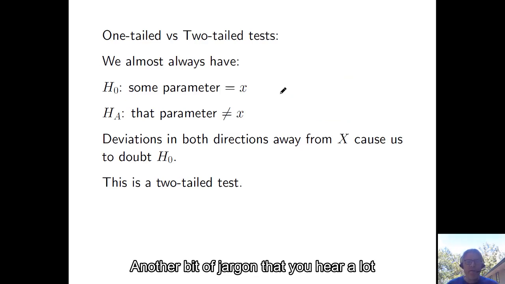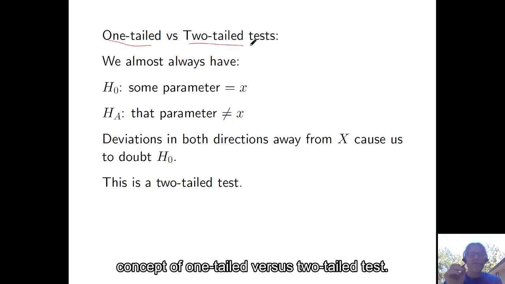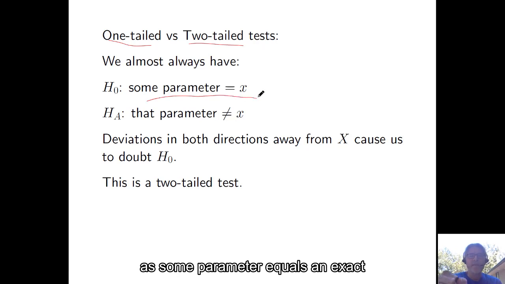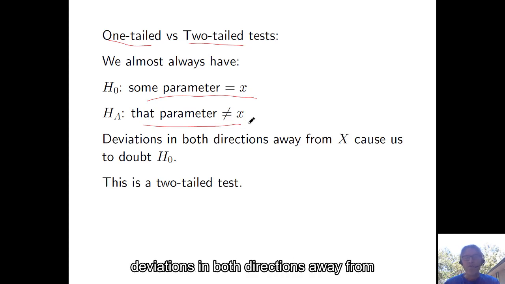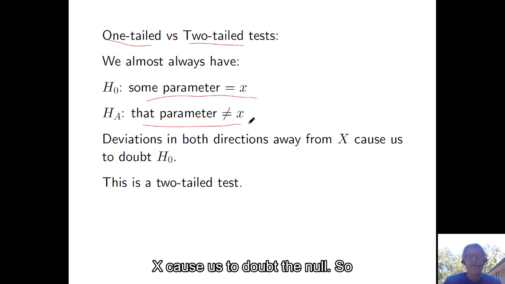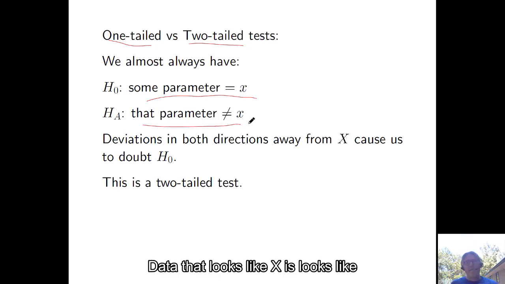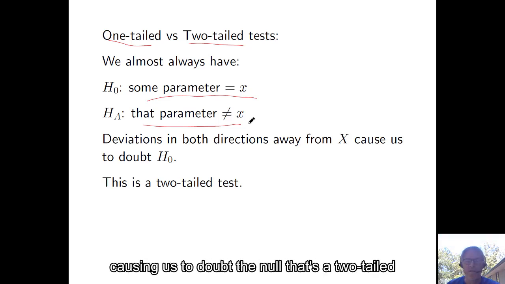Another bit of jargon that you hear a lot in reference to tests is this concept of one-tailed versus two-tailed tests. We almost always have a situation where we set up the null as some parameter equals an exact value. We're interested in a very specific null, and the alternative is just anything other than that. So deviations in both directions away from x cause us to doubt the null. So, too high or too low, data that looks like the true value is larger than x or less than x would cause us to doubt the null. And so there's two tails to this test, where either direction causes us to doubt the null.